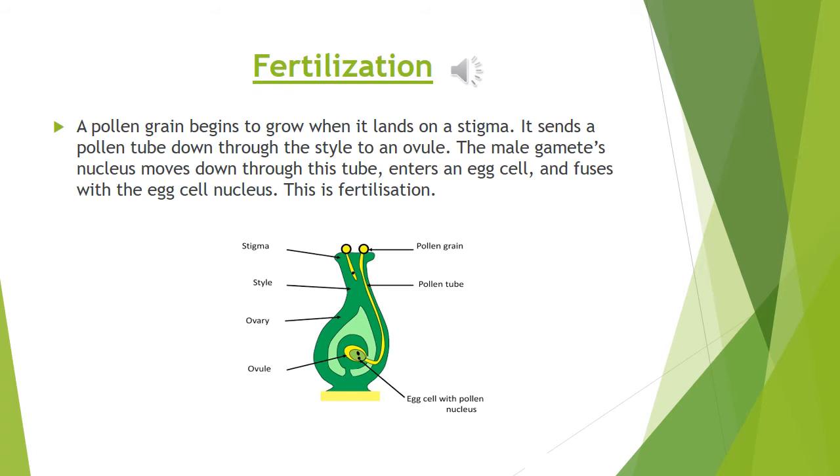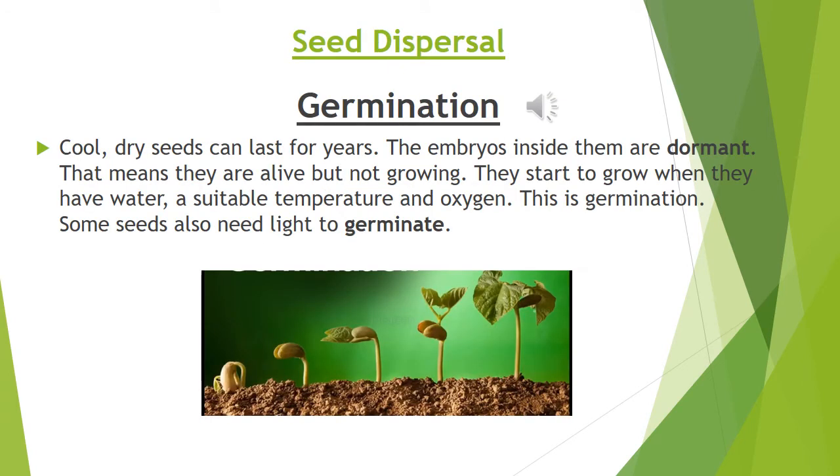The fertilized egg grows into an embryo and the ovule produces a seed to protect it. As the seed develops, the ovary forms a fruit around it. If the ovary wall becomes very hard, the fruit is called a nut. Germination. The seeds that are dispersed will develop into young plants if the conditions are right. The development of seed into young plant is called germination.